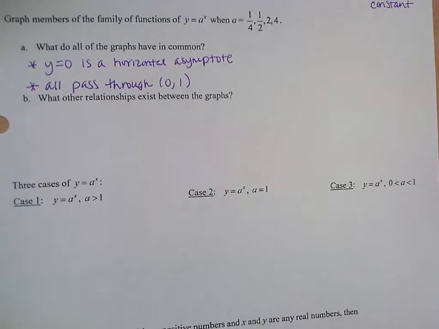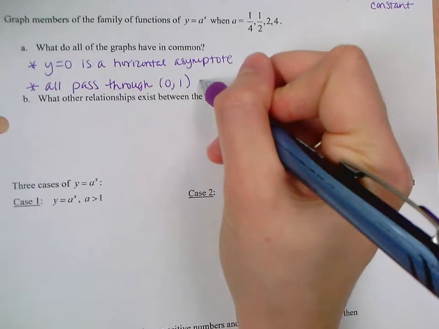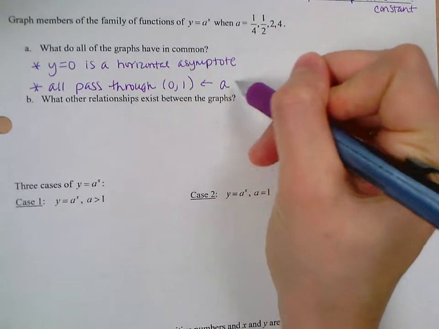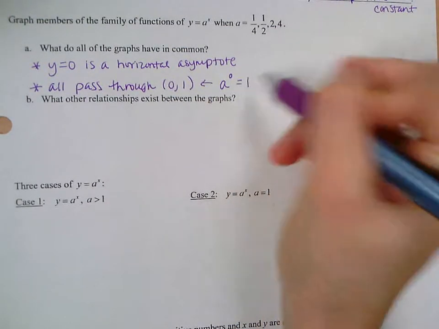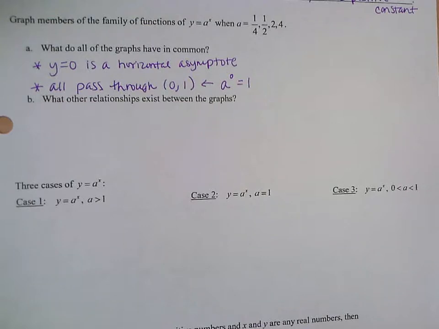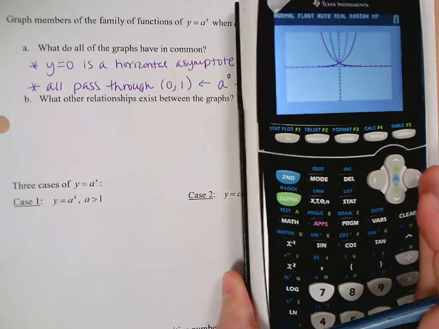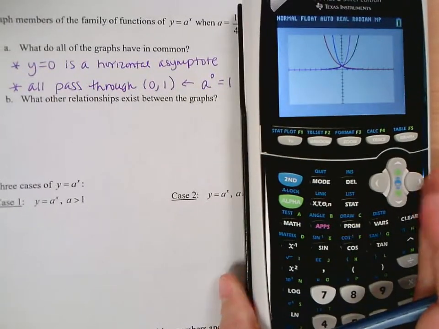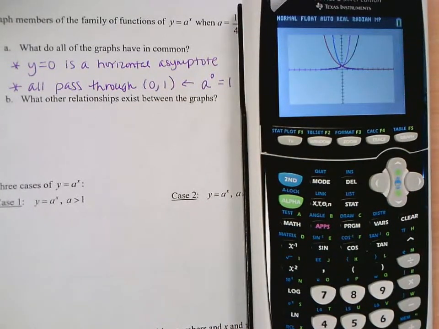Yes. Ben? Yes. So here, any value of a to the power of 0 will be 1. And there isn't any transformations happening that's shifting them. So yes, a combination of those two ideas. Is there anything else they all have in common that you would say? We hit the two main ones I was looking for.